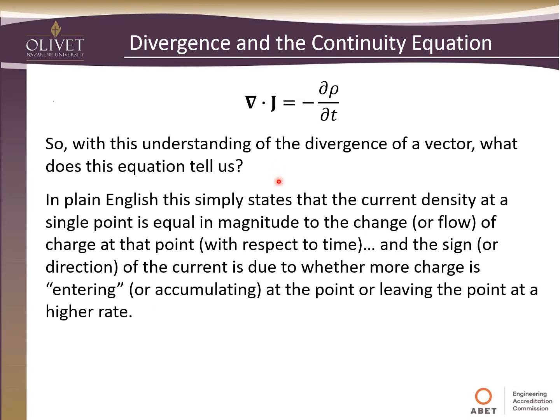So if we have a point, we know there's some charge there. If we have current starting to flow from that point, that would have to mean that the charge itself would be decreasing, because that's what's supplying the electrons to create the current flow.